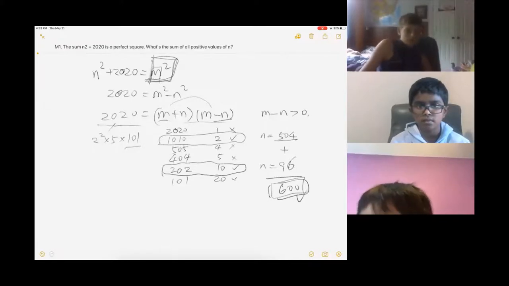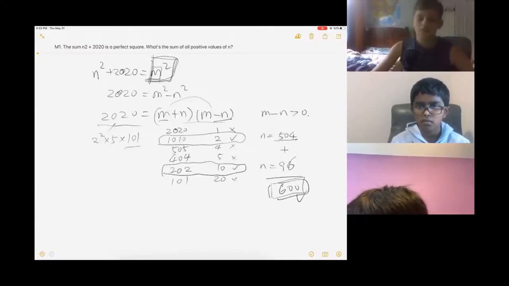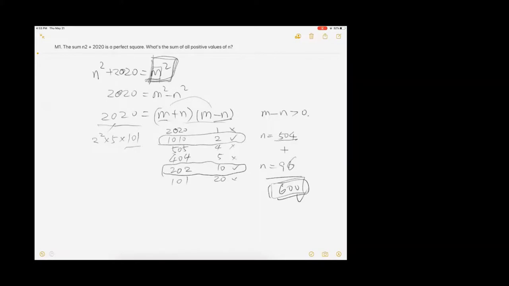Okay. Dr. Hong, I had a question about this problem. Okay. So the thing is, I thought that any number plus an even number can't be any square number.